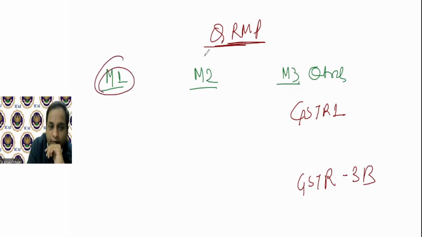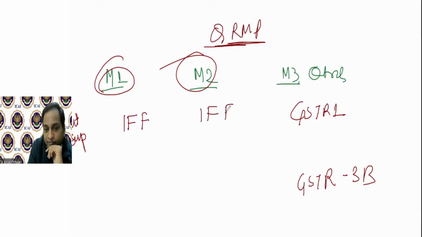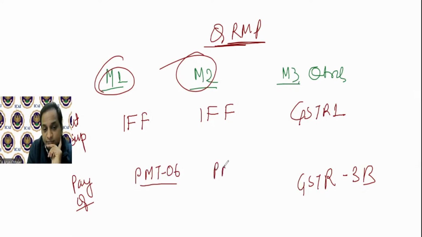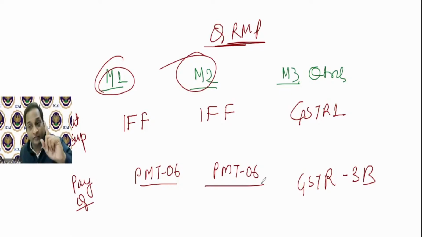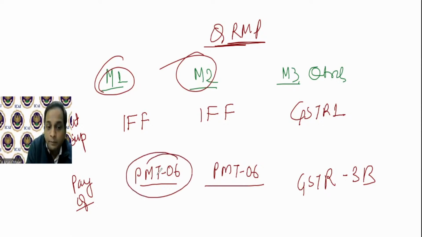What about month 1 and month 2? For outward supply, we are filing IFF. For payment of taxes, you will pay the taxes through PMT 06. What is the PMT 06? It is nothing but challan, and we have discussed in the previous class what is challan and how to pay the taxes. Same, I have to use and pay the taxes by 25th of next month.